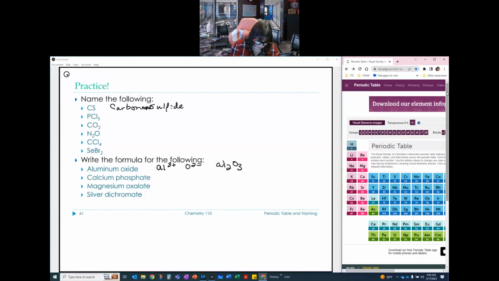So, ready for some practice? All right, I have phosphorus. And then there are 5, so that's going to be a pentachloride. And carbon, 2, dioxide. I have 2 nitrogens, so that's a dinitrogen oxide, and it should be a monoxide because we can only leave the first one off, sorry.